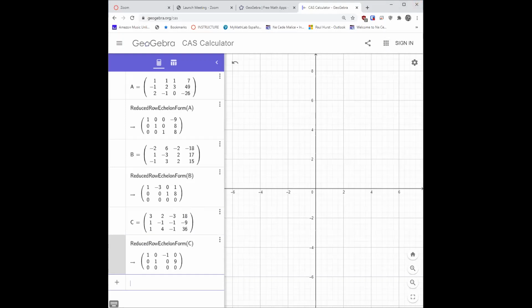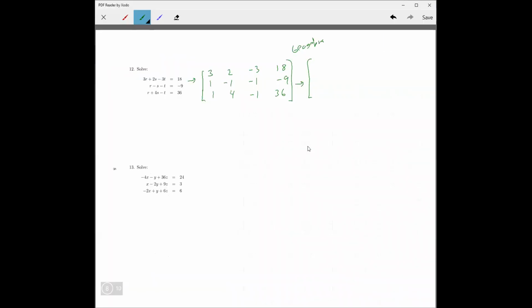Let's go ahead and put that in the document. So this is reduced down to 1, 0, negative 1, 0, 0, 1, 0, 9, and then 0, 0, 0, 0. Okay, so the top, you translate it back to a system of equations.